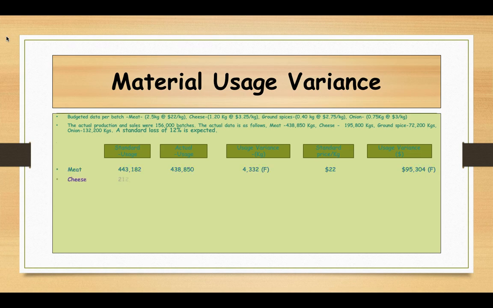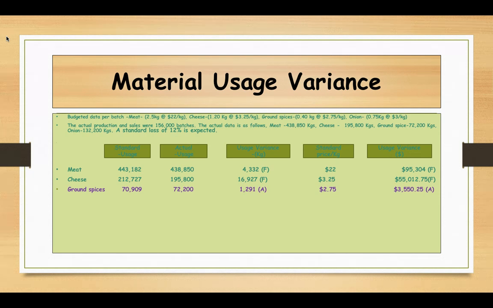So the cheese, same way: 156,000 batches, times 1.2 kgs, divided by 0.88 or 88%, you will get 212,727 kilograms, but we have actually used 195,800 kilograms. So there is a favorable variance of 16,927 kilograms. Then we times it by 3.25, so we will get $55,012.75 favorable.